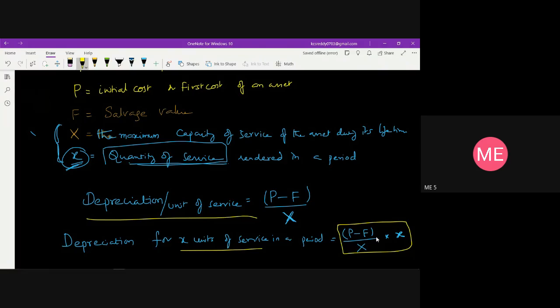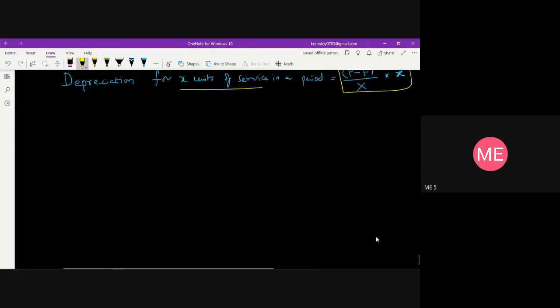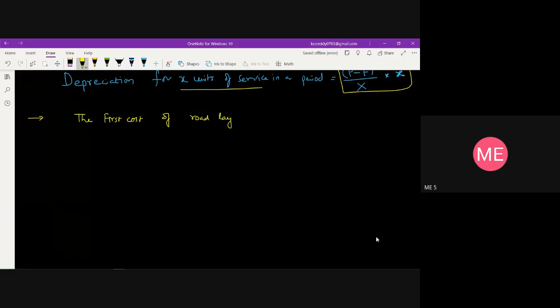Here we take a small example. Say the first cost of a road laying machine, which we use for making roads, is 80 lakhs, and the salvage value after 5 years, meaning the service life is 5 years, is rupees 50,000.